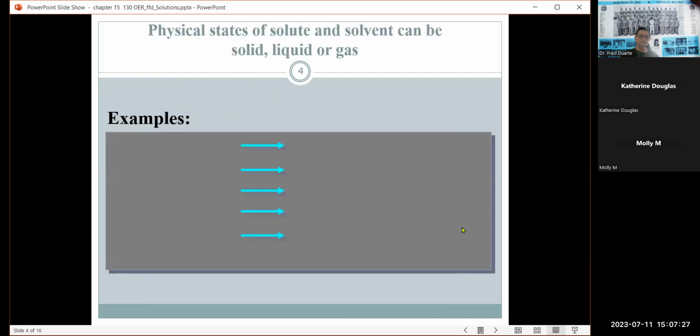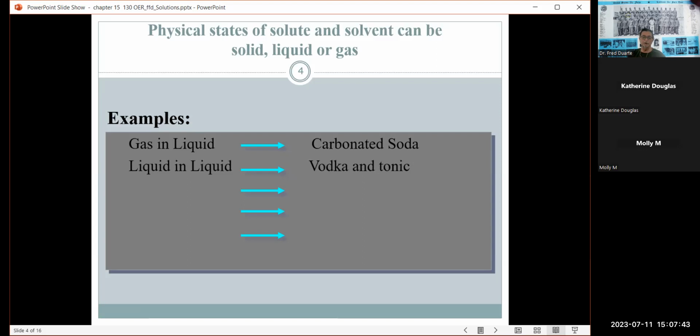Okay, so types of solutions, okay? We can have a gas in a liquid. That's a solution, where carbonated soda, for example, is a classic example of that. Or we can have a liquid in liquid. So, here we go, vodka and tonic, for example. A mixed drink is a good example of a liquid in a liquid. We can also take a solid and put it in a liquid if it's soluble. So salt water, if we take sodium chloride and put it in some water, well, we know sodium chloride is soluble, we're going to make a salt solution, okay?